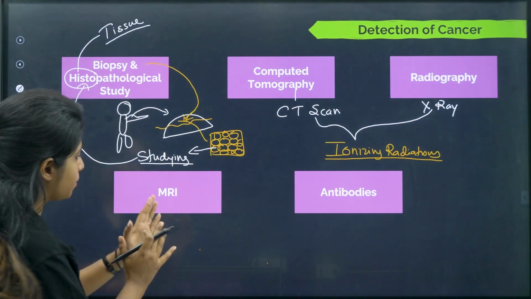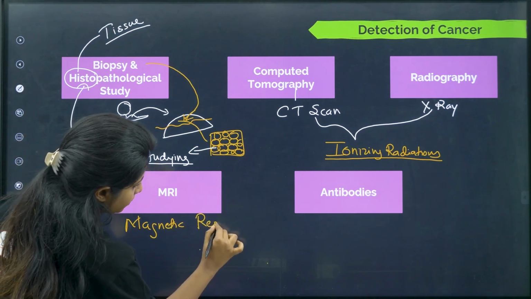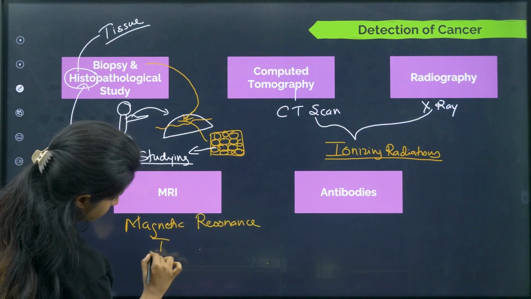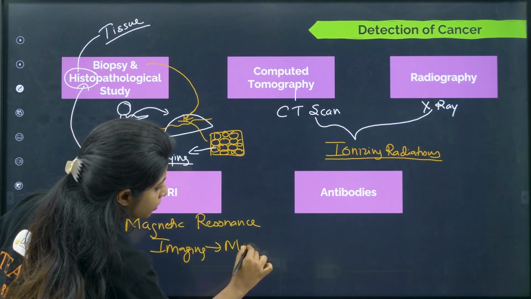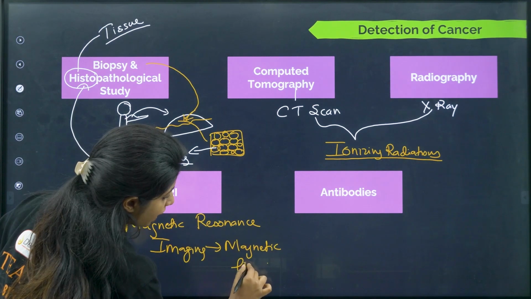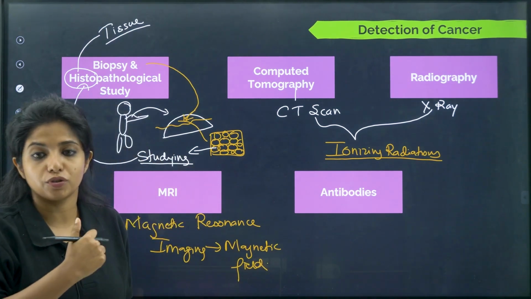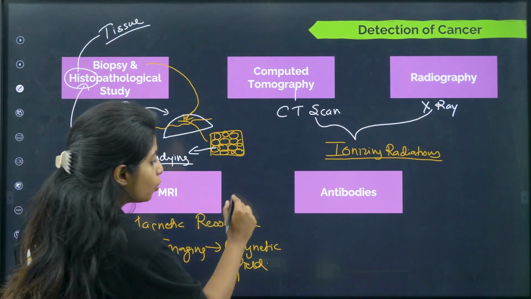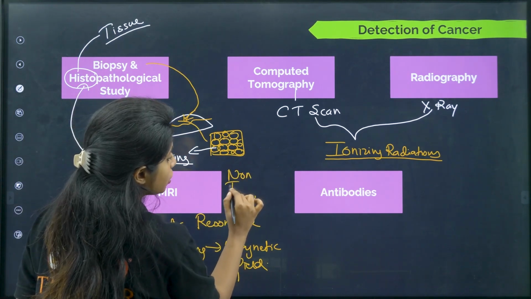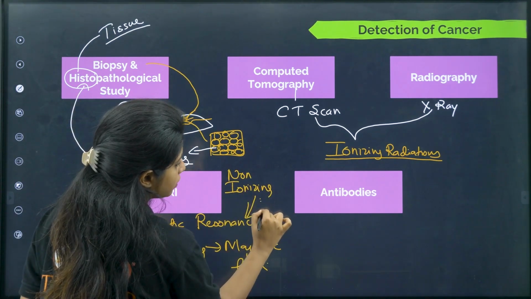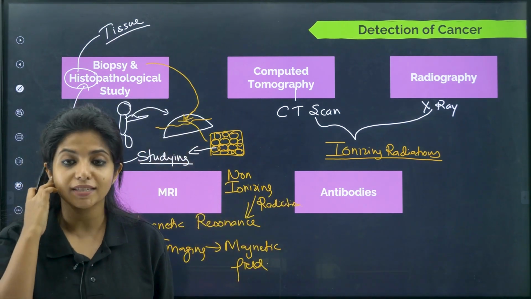The next one we have is MRI. MRI stands for magnetic resonance imaging, where you are using a magnetic field to analyze the disease, and this is considered to be one of the safest procedures of detecting things. Why? Because over here you are not using ionizing radiations, rather you are using non-ionizing radiations.